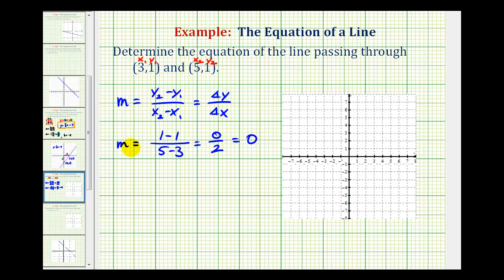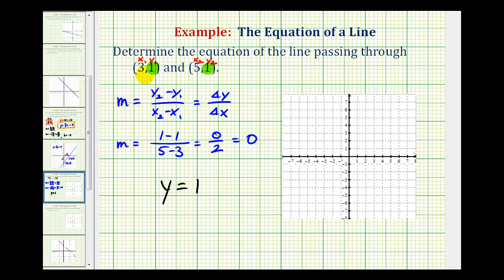So remember, when the slope is 0 or undefined, we have either a horizontal line or a vertical line. If we go back and take a look at the coordinates of the 2 given points, notice how both y coordinates are equal to positive 1, which actually tells us the equation of this line would be y equals 1.